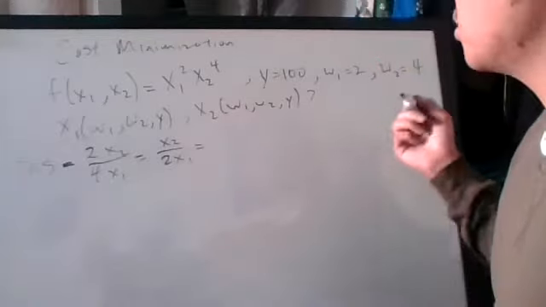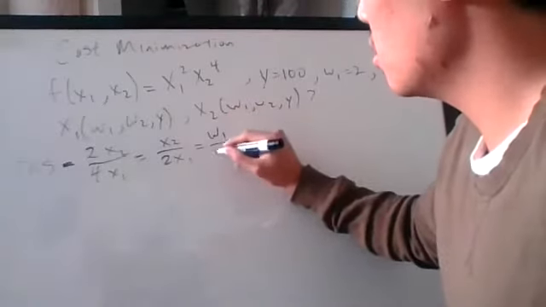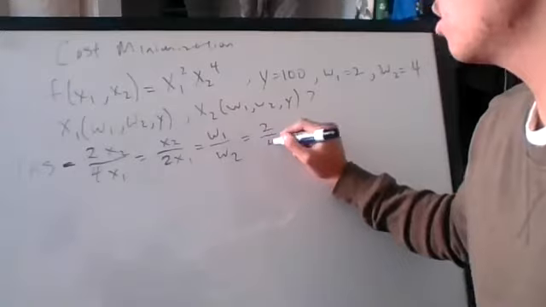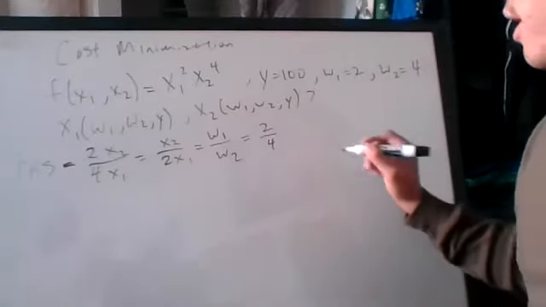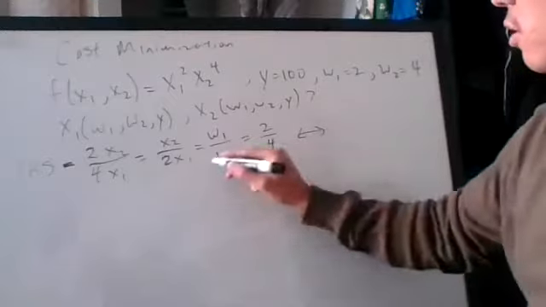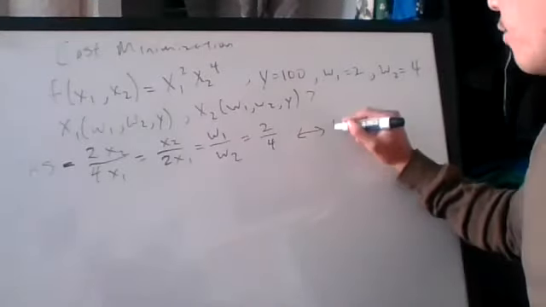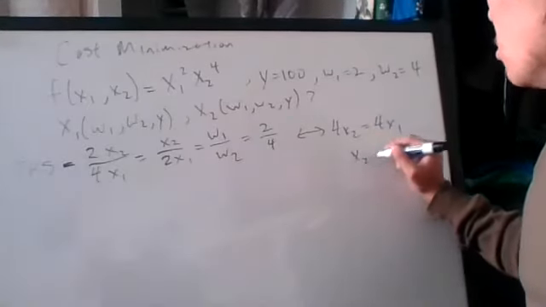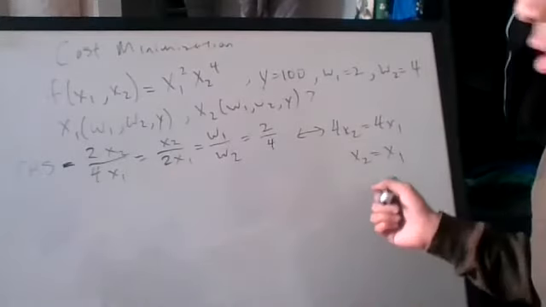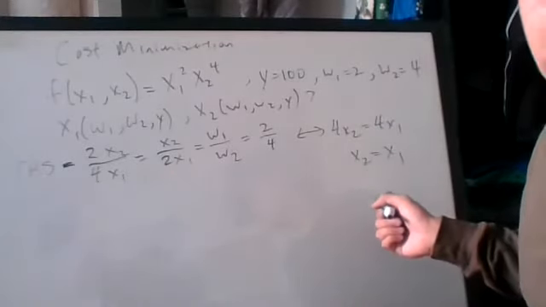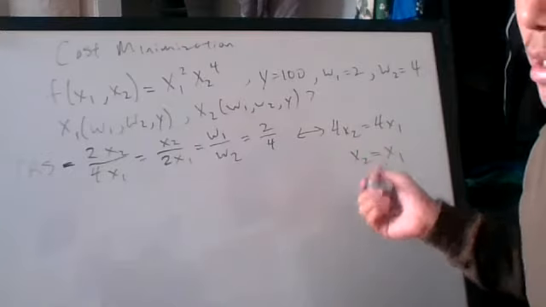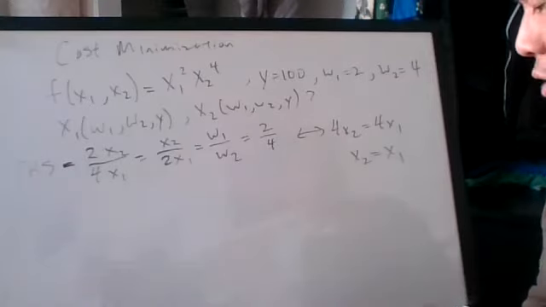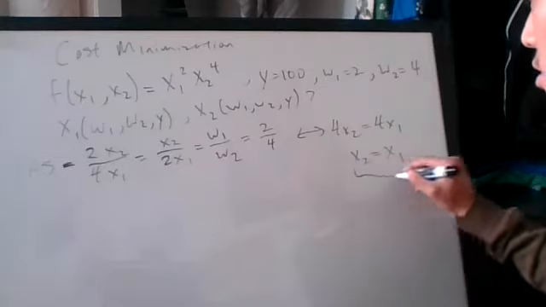All right, so we have a diminishing technical rate of substitution, which means we can set this equal to our cost ratio, which is just W1 over W2, which is equal to 2 over 4. With that information, we can cross multiply and get 4x2 equals 4x1, meaning that x2 is equal to x1 at our cost minimization point, which is also the same as our profit maximization point, because we already know what our revenue is going to be.